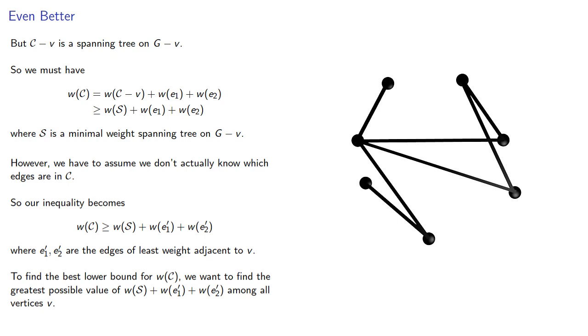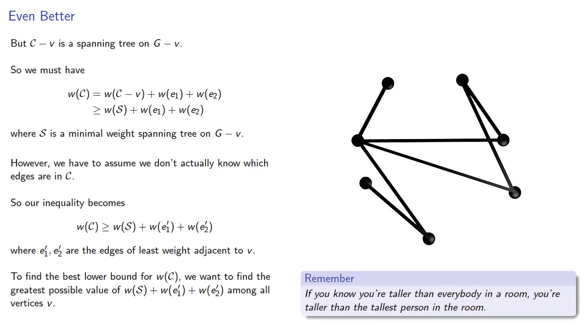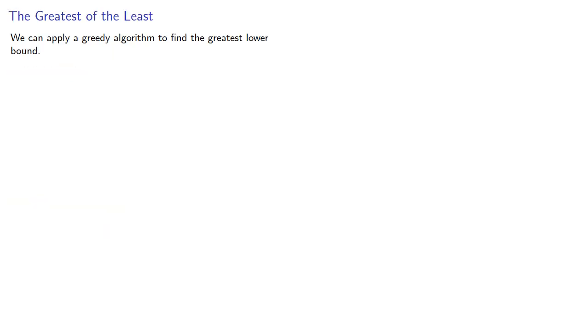And if arguing with the inequalities doesn't come naturally, here's an analogy to think about. If you know you're taller than everybody in a room, you're taller than the tallest person in the room. So in this case, we're looking for the tallest person in the room that has the spanning trees and some additional edges. Of course, we still have to find this lower bound, so we can apply a greedy algorithm to find the greatest lower bound.